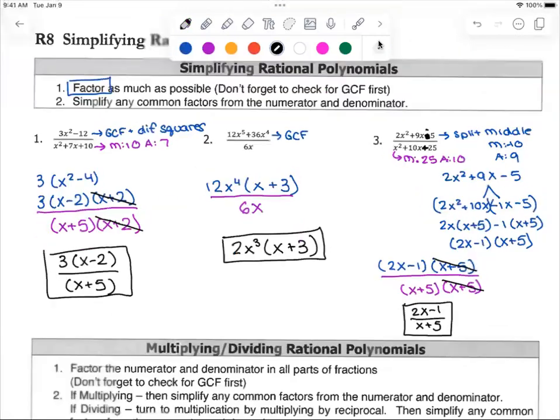Okay, so that's the simplifying. We're going to be doing more with it. We're going to be adding, subtracting, multiplying, and dividing with these. So let's take a look.